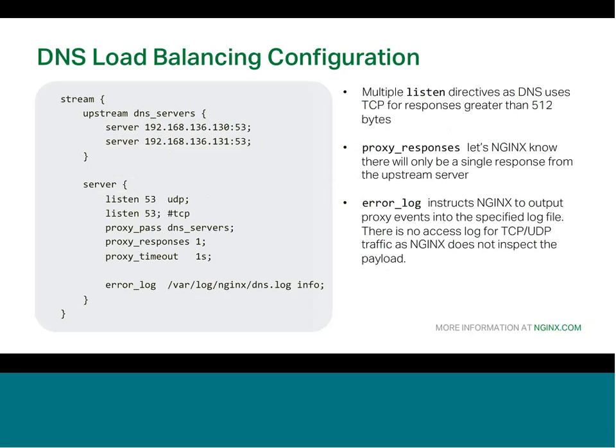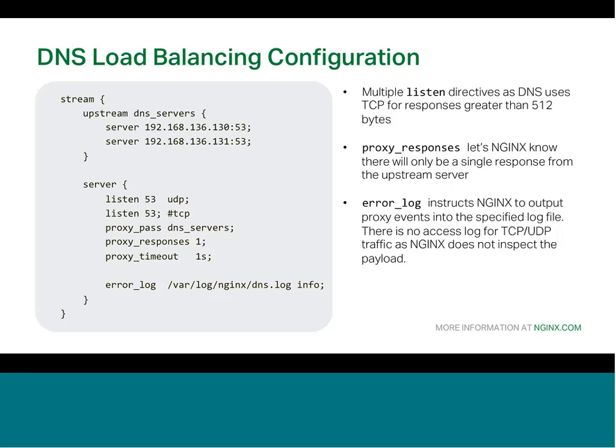A couple of things to note in this configuration is that we have two listen directives because DNS does use both. We have the listen 53 with no modifier after it. By default, that's TCP with NGINX, and then we have the listen 53 with UDP after it. So now we're instructing NGINX on port 53 to listen to both TCP and UDP traffic. The other thing to note here is the proxy responses directive.